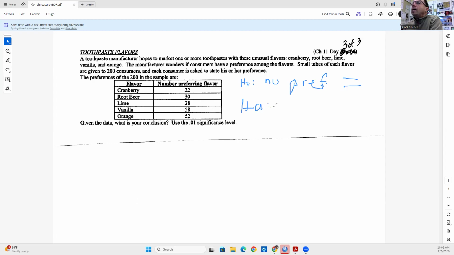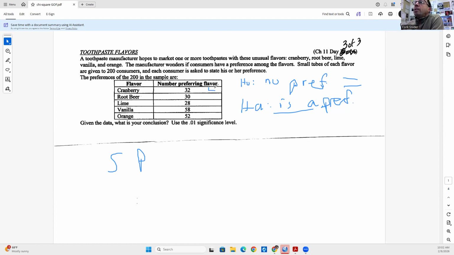HA is going to be there is a preference. And that would also mean that they're not chosen equally. So you can write it multiple ways. Your assumptions: S, representative sample. P, how many? 200? There's at least 2,000 customers or consumers. I, all independent. And N, I believe 200 divided by 5 is 40 each.